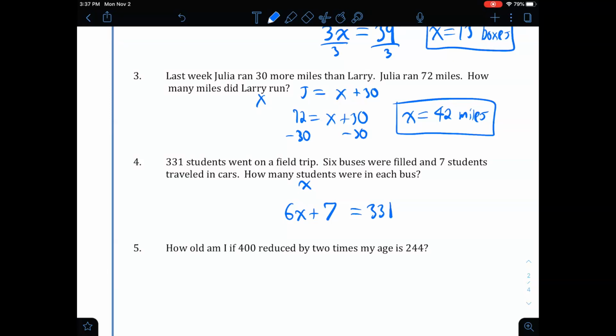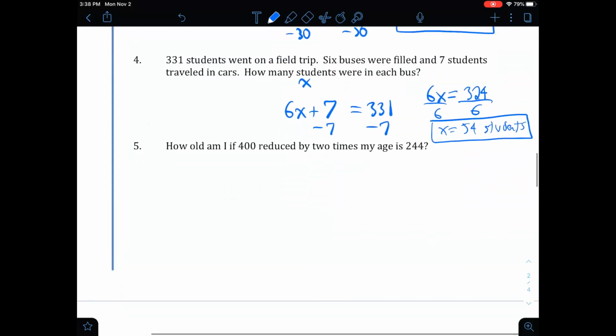Now how do I solve for x here? What do I do first? Do I divide by 6 or subtract 7 first? I'm going to subtract 7 first. I do addition, subtraction first. 6x is going to be equal to 324. Now I do what? I divide by 6. x is going to be equal to 54 students. Students per bus.